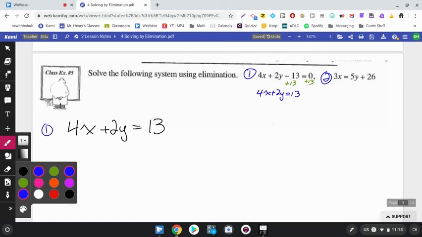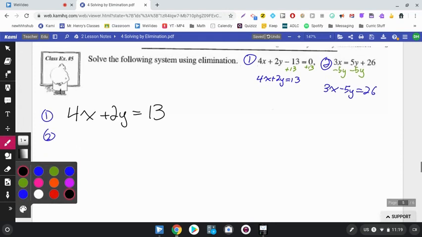The other one is a little bit awkward. It's actually the other way. I already have the x on the left side. I need to move the 5y over. So subtract 5y, subtract 5y. 3x minus 5y equals 26. Okay, there we go. I'll write that one down now. There's equation 2: 3x minus 5y equals 26.